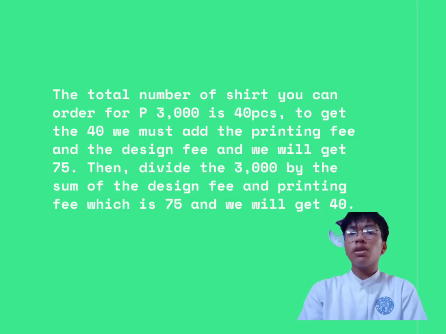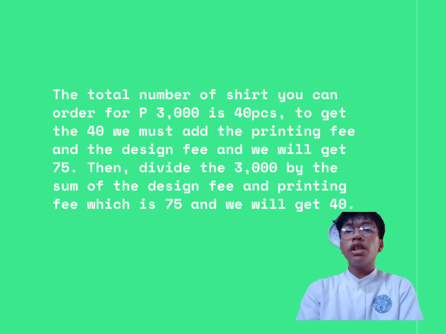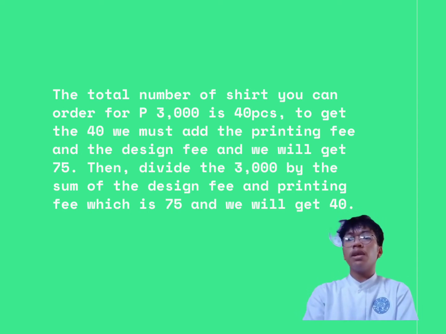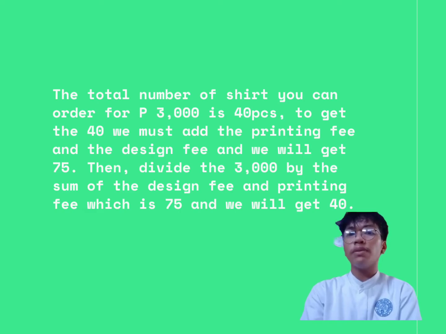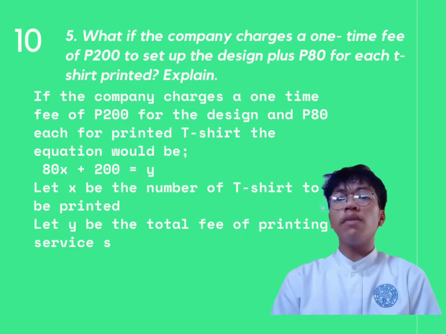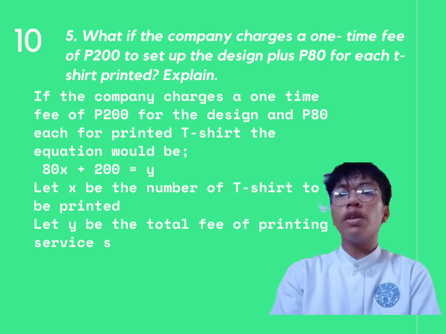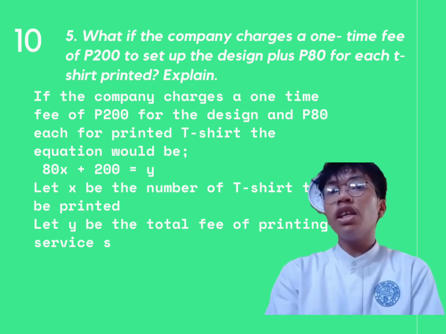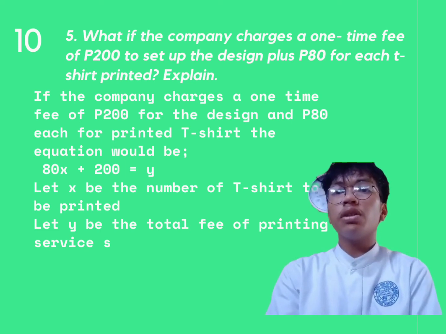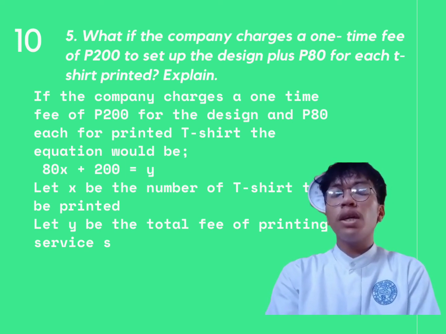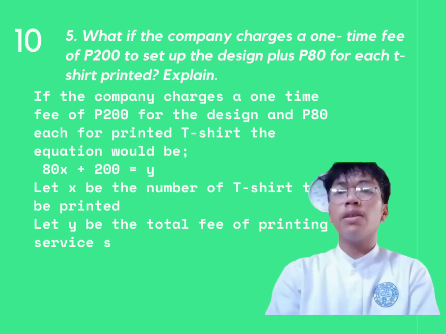The total number of shirts you can order for 3,000 pesos is 40 pieces of shirts. To get the 40, we must add the printing fee and design fee, and we will get 75. Then divide that 3,000 by the sum of the design fee and printing fee, which is 75, and we will get 40. What if the company charges a one-time fee of 200 to set up the design plus 80 for each t-shirt printed? The equation would be 80x plus 200 is equal to y.